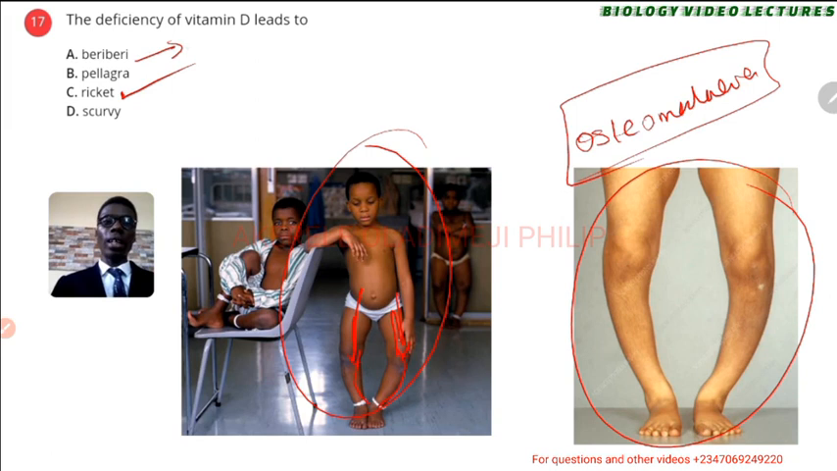I don't know how to pronounce that correctly, I call it beriberi. This one is due to lack of vitamin B1, that's thiamine. If you don't have enough thiamine, you're going to end up having beriberi. If you don't have enough of vitamin B3, that's niacin, you will end up having pellagra. And if you don't have enough of vitamin C, which is called ascorbic acid, you will end up having scurvy.